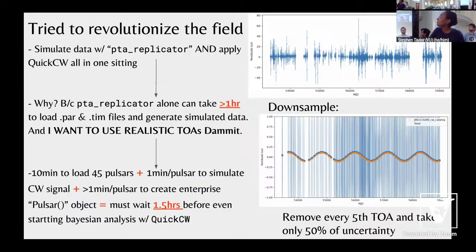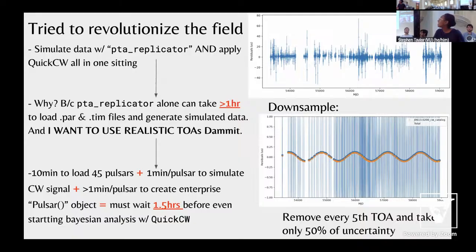And so I spent a good chunk of my time trying to come up with ways to make it run faster. I will have you know that if you use the standard settings, if you just take the example notebook and run it through, you will have to wait 1.5, 2 hours, possibly more, to even get the data set you need to give to QuickCW to do the Bayesian analysis.